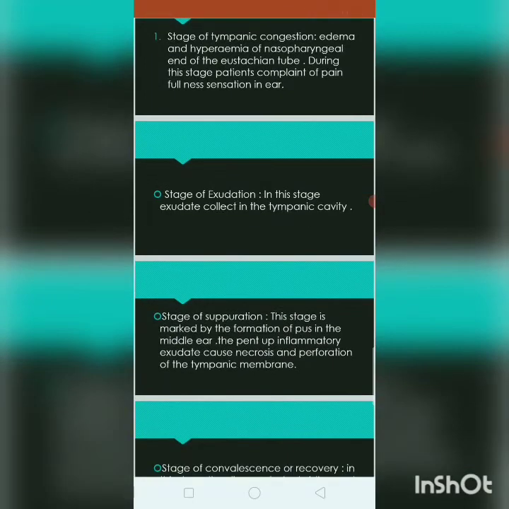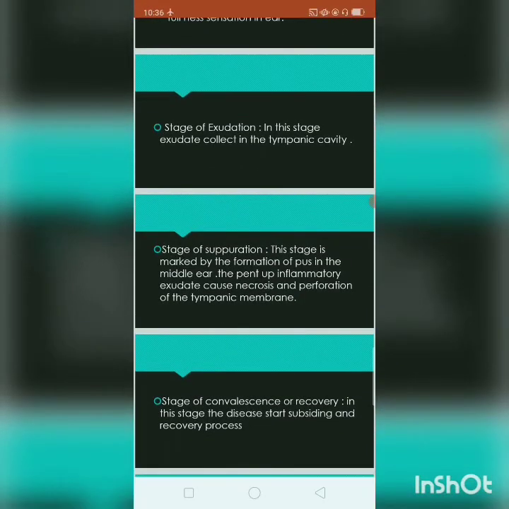The second stage is the stage of exudation. From the name we understand that exudation means accumulation of exudated fluid. In this stage, the exudate collects in the tympanic cavity. Next, the stage of suppuration. This stage is marked by the formation of pus in the middle ear, the pain of inflammation, and exudate causing necrosis and perforation of the tympanic membrane.